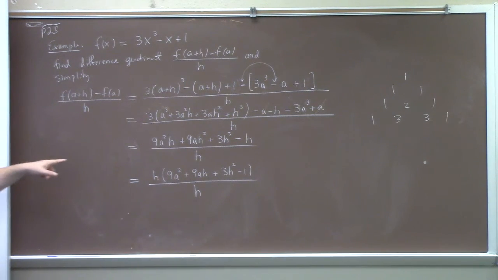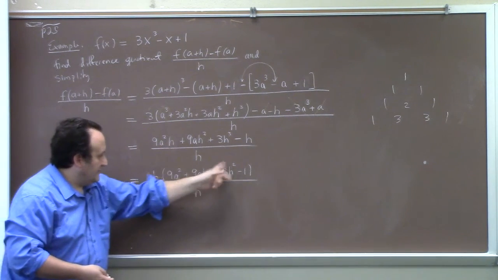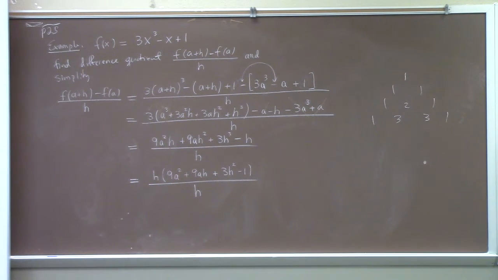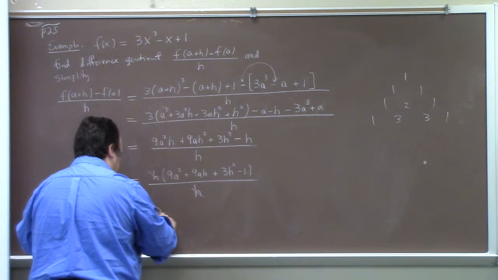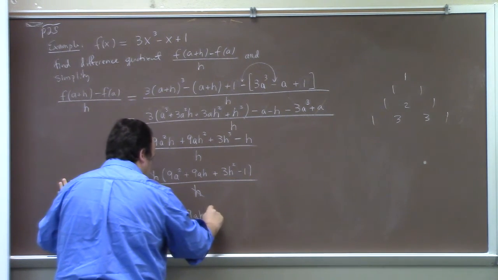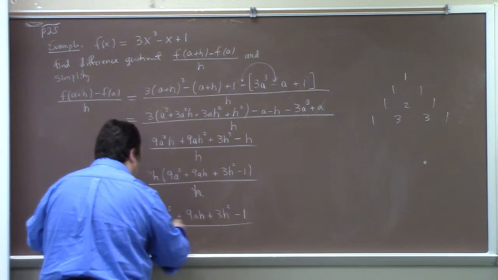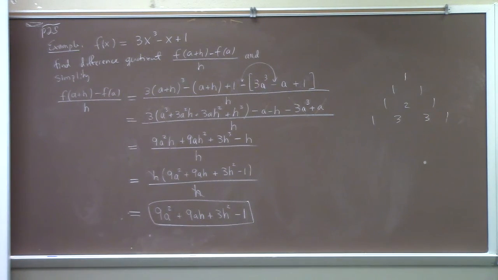So I'm just factoring out the common h from h squared and h cubed. I'm left with an h from the h squared, and an h squared from the h cubed. The reason I do that is, of course, the h cancels, right? It reduces like this, and we're left with 9a squared plus 9ah plus 3h squared minus 1. And there you go. That's the simplified difference quotient here. That's the answer in this one, yeah.